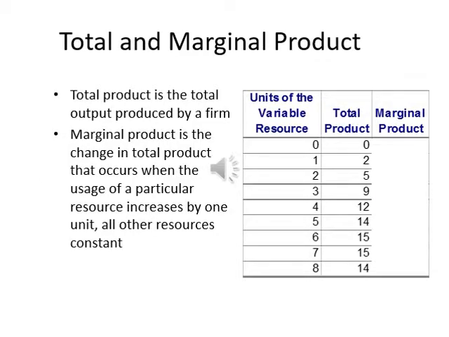Table of total and marginal product. Total product is the total output produced by a firm. Marginal product is the change in total product that occurs when the usage of a particular resource increases by 1 unit, all other resources constant.